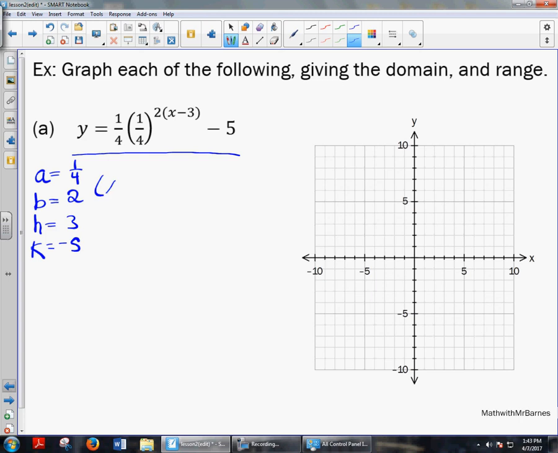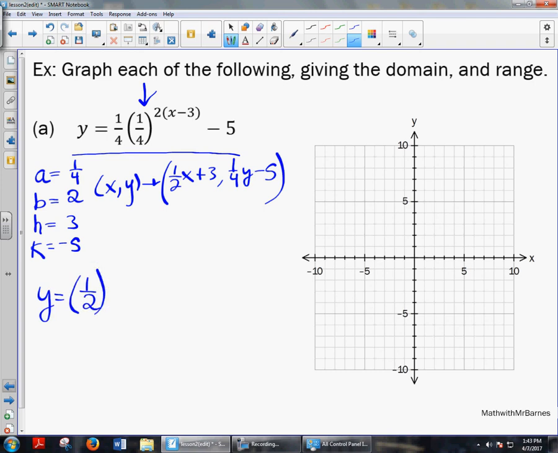Alright, so then I can write my mapping rule. So I have 1 over 2x plus 3, and I hate myself for choosing these numbers already. 1 over 4y minus 5. So that's my mapping rule right there. So in order to graph something with a mapping rule, we need a base table. So my base function comes from that guy right there. So my base function is whatever my c value is. So 1 over 4, I should write 1 over 4 to the x.